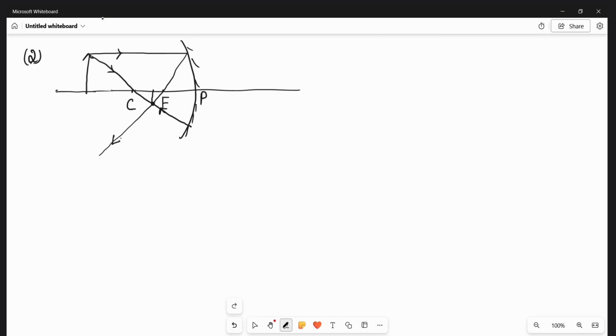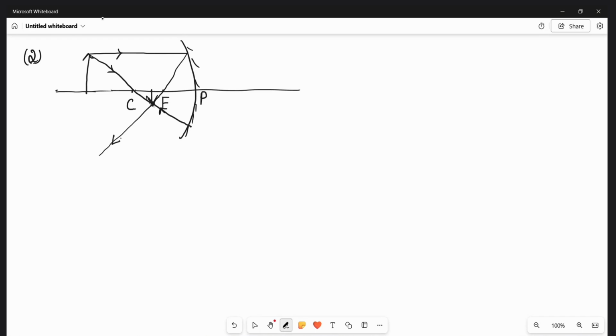See, the image is always formed where the rays meet. There the image will be formed. So the two rays from this point meet at this point. So the image will be formed like this. This is the image.